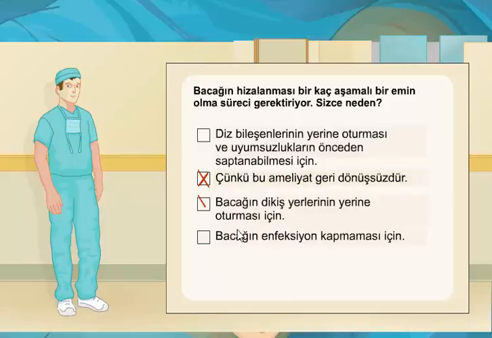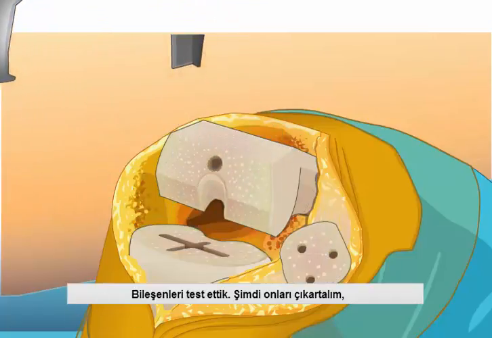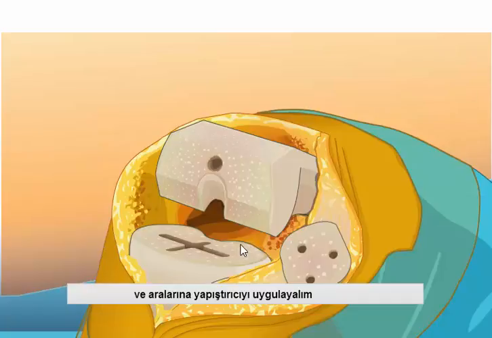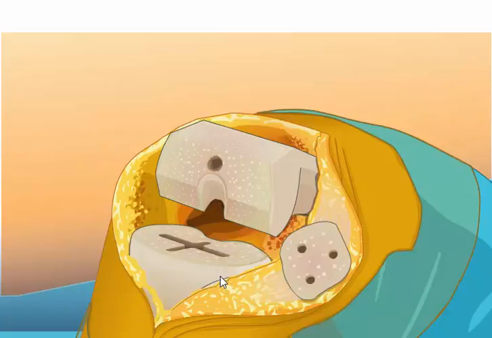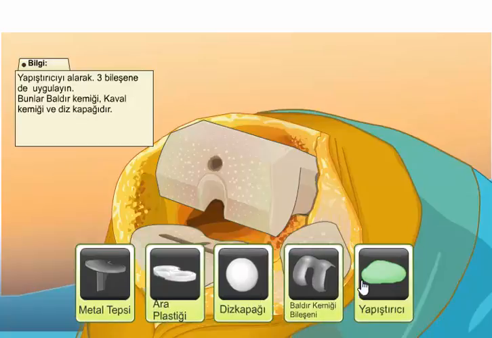Great. We've tested the trial components. Now let's remove them and prepare for the permanent components by applying a special cement compound that binds metal and plastic to bone. A scrub technician has mixed up a batch of cement for you to use.